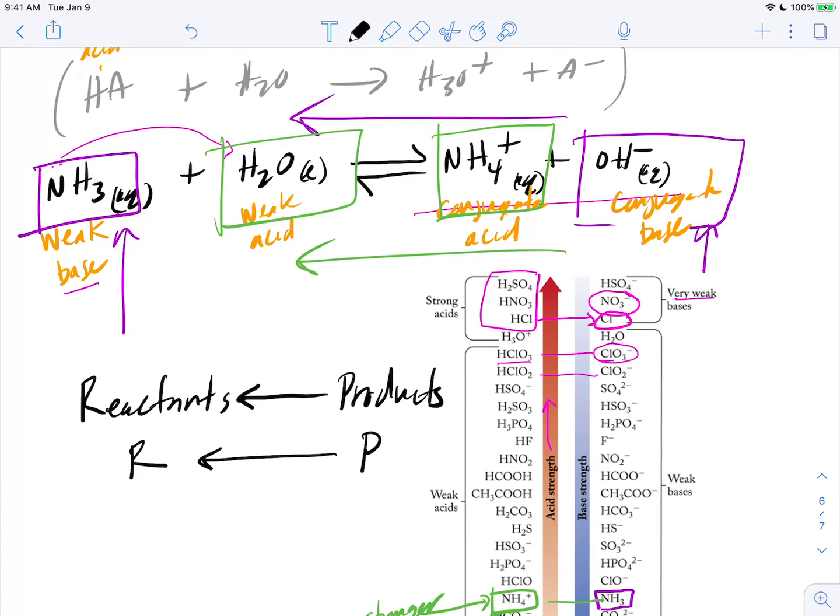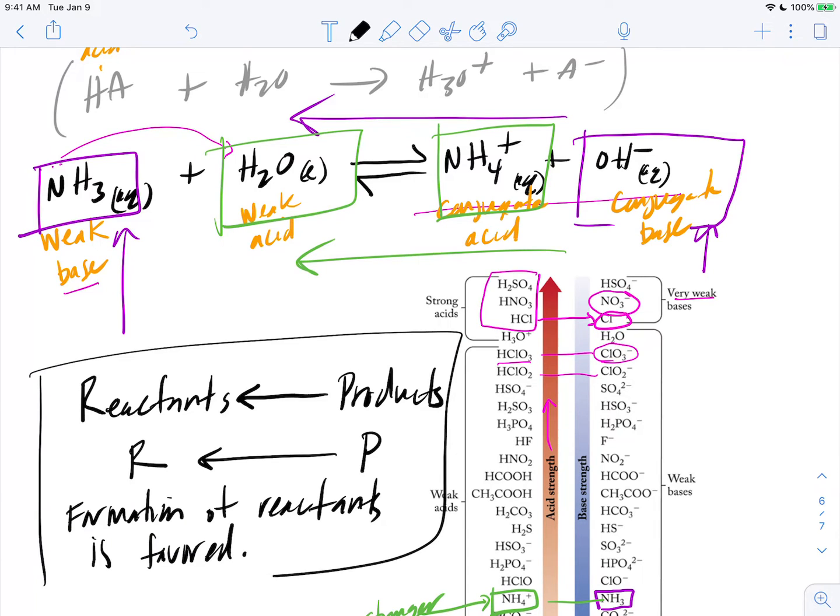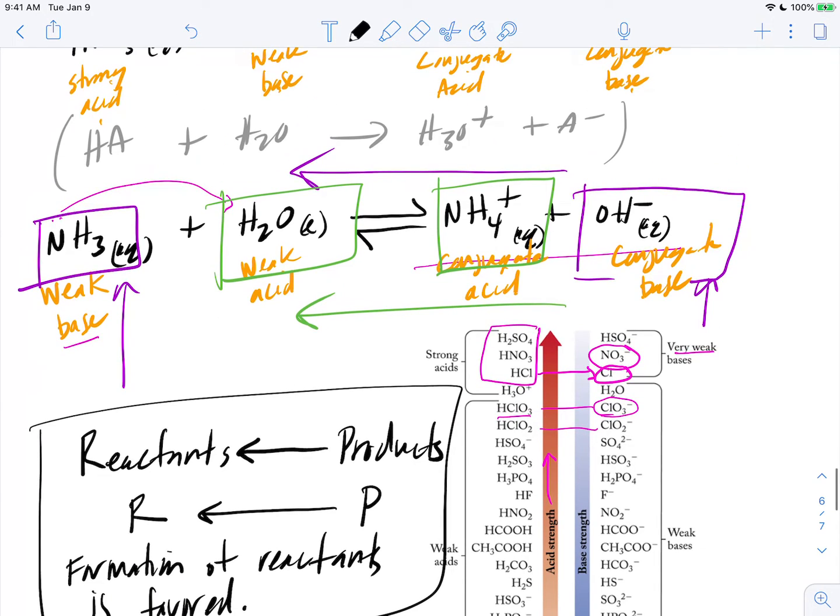Or you can say that the formation of reactants is favored. Okay, so there are three different ways to write this, and this is what we're going to do. We're going to predict whether reactants or products are favored.